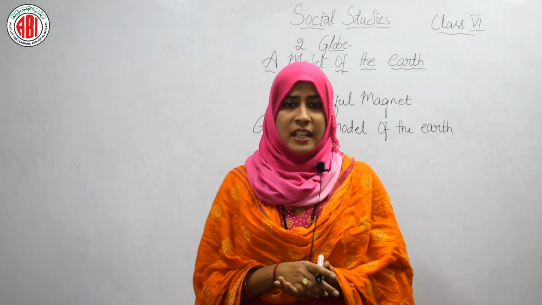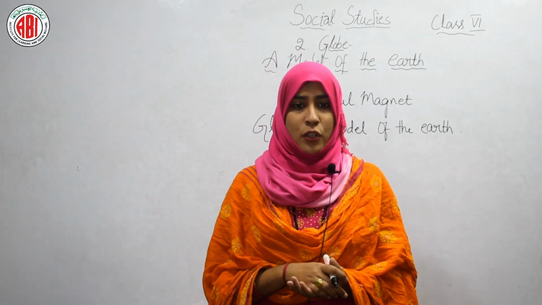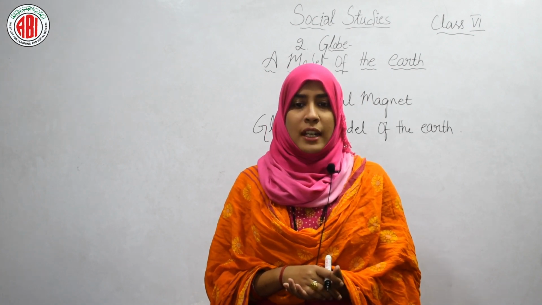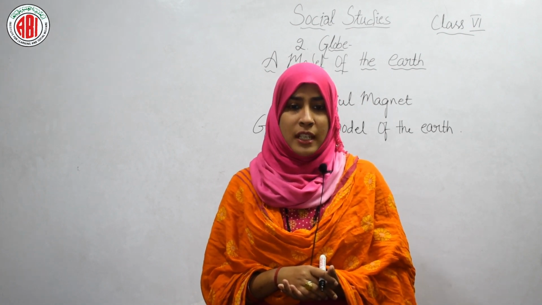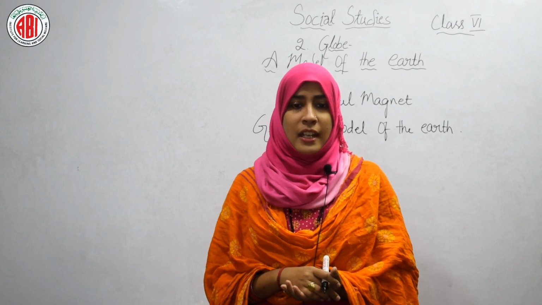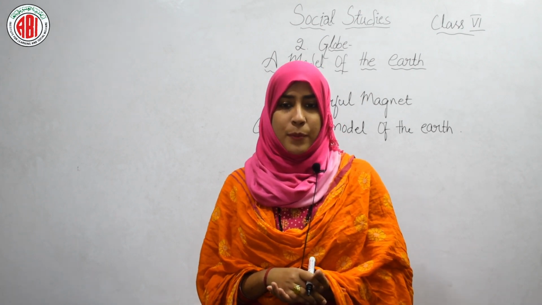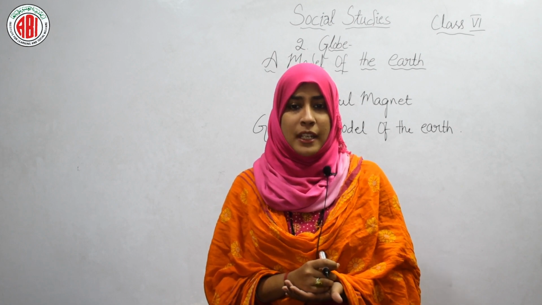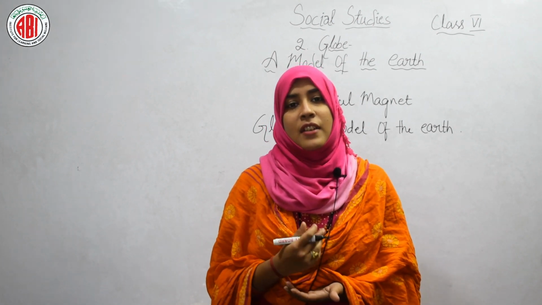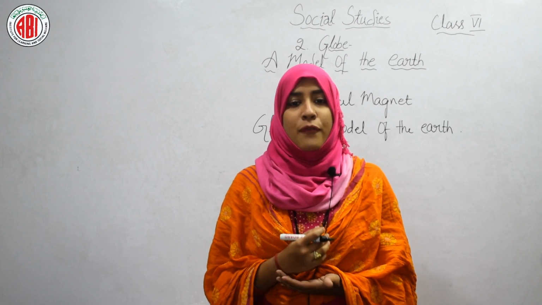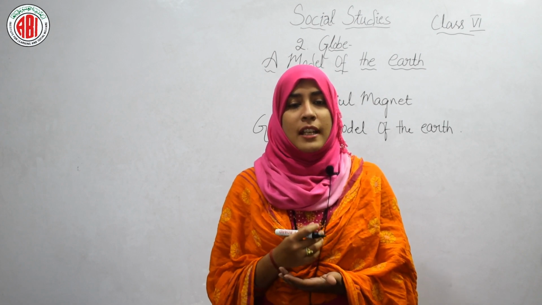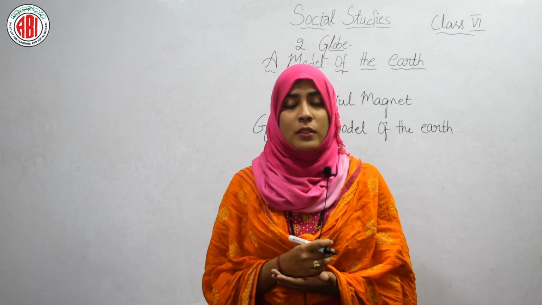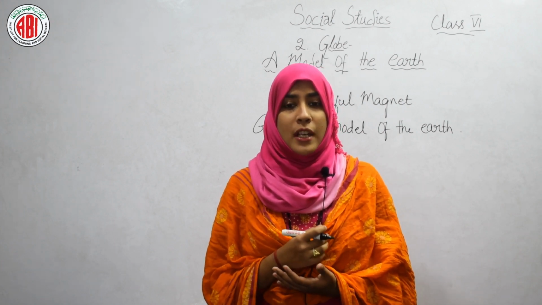Scientists in the ancient period in India and Europe had figured out that the earth was like a ball or sphere. So in the ancient period, scientists were discovering about the earth, and they found out that earth is like a ball or sphere in shape.